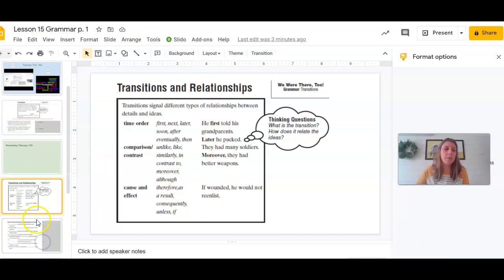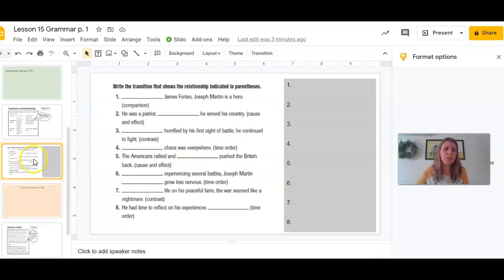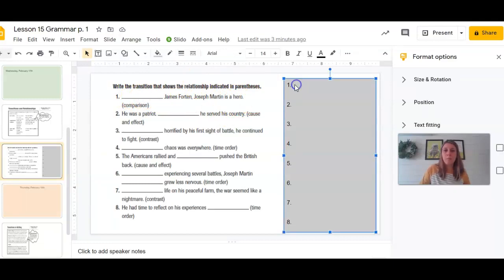So we're going to practice those here. When you look down at these slides, you are going to see a word in parentheses. That means they want you to use a comparison word. So we're going to compare them. Remember, when we compare two things, we find out how they are alike. And when we contrast two things, we find out how they are different. So we know James Fortin and Joseph Martin. We want to compare them. They have something in common. They're both what? Heroes.